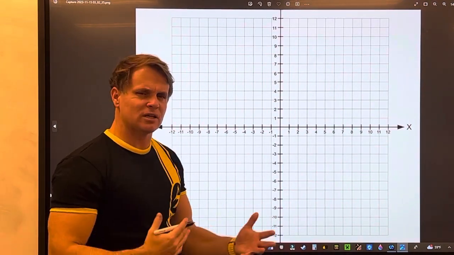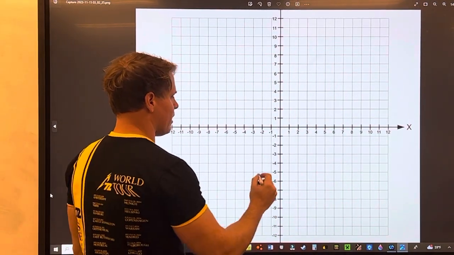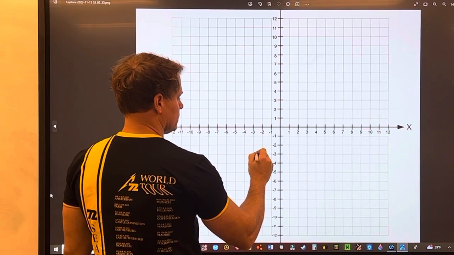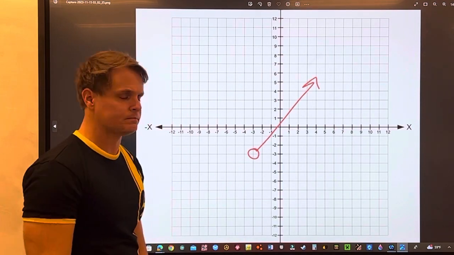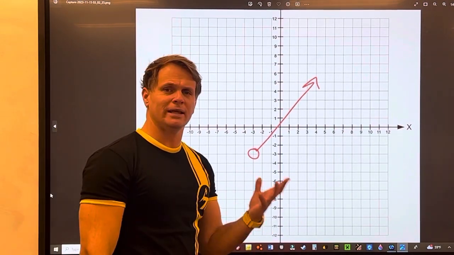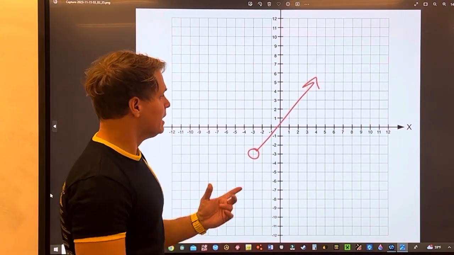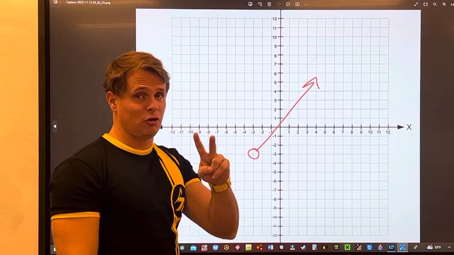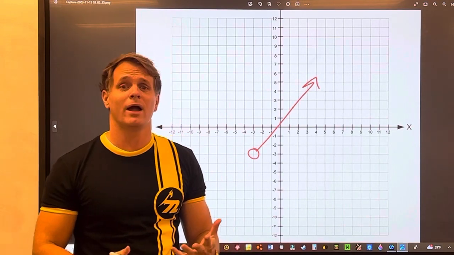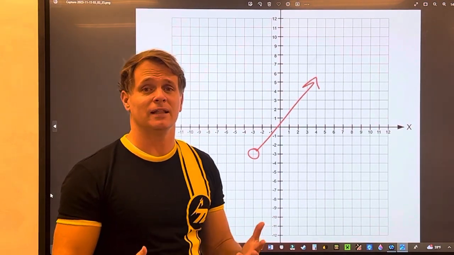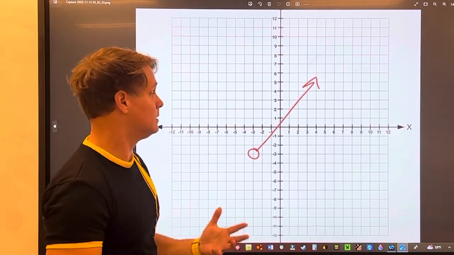Let's say now we have something a little bit different. Let's say we have an open circle right here and it's going this way. And I want to first write that in interval notation. Now I have an arrow here. I don't have 2 points, I have 1 point and an arrow. So when you have an arrow, you need to start thinking about writing the symbol for infinity. That's a sideways number 8.